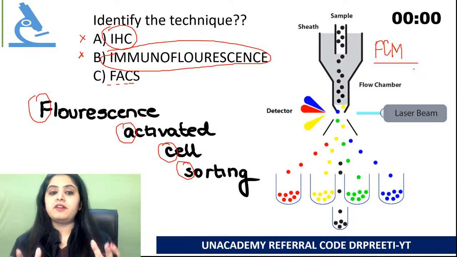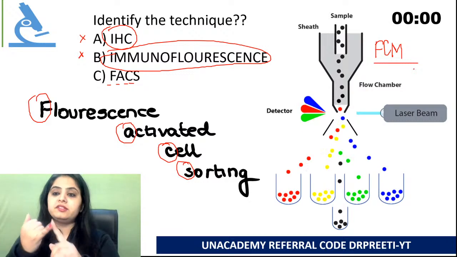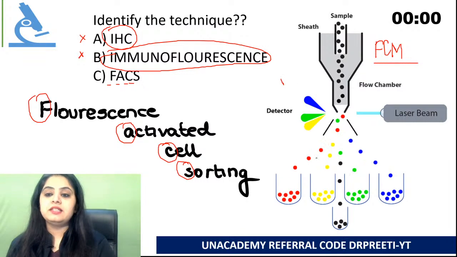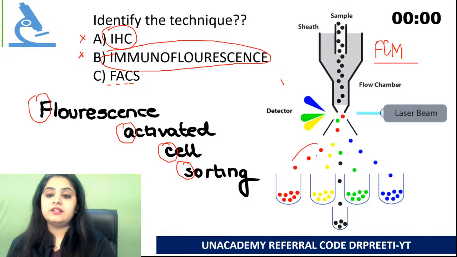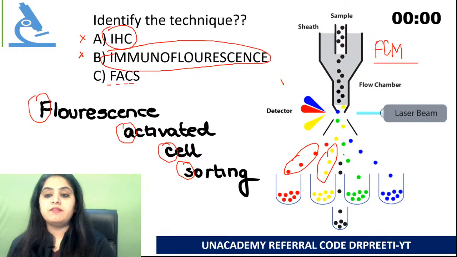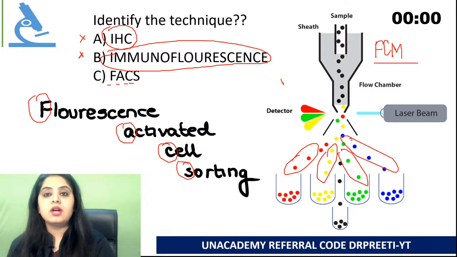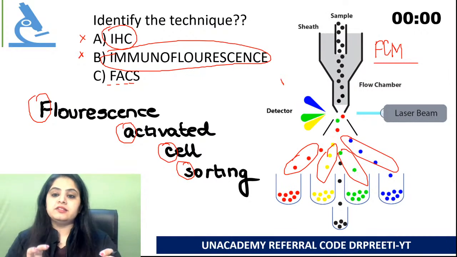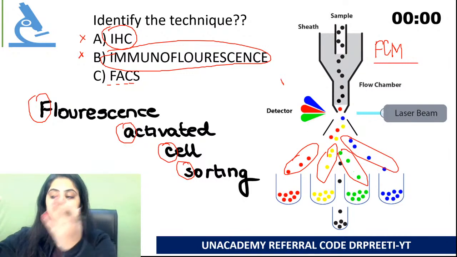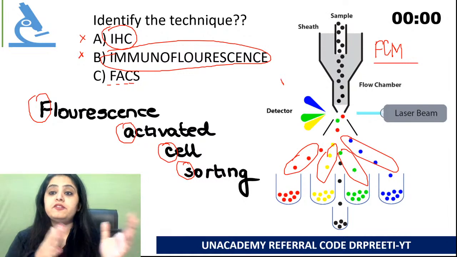It's also known as FACS, because if you decode the name, fluorescence, because you can very well see that I've added different fluorescent dyes. I've added a red color, a yellow color, a green color, and a blue color. So different fluorescence. And on the basis of those different colors, I am sorting the cells. I've got 4 chambers. Cells are getting sorted by their different properties.